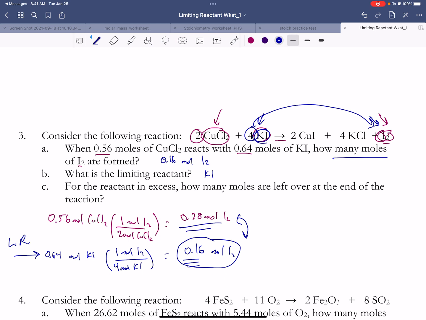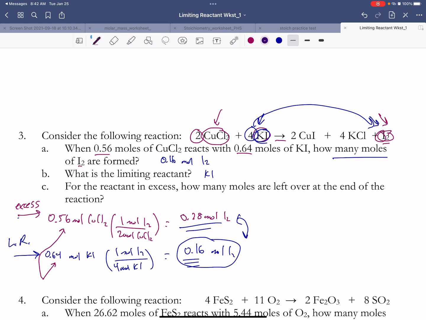Makes sense. So for the reactant in excess, let's switch color. This must be the one that's in excess, right? You're going to have some of this copper chloride left over. How many moles are left over at the end of the reaction? There are a lot of ways you could go about getting the answer. What I'm going to do is say, okay, if we have 0.64 moles of potassium iodide, how many moles of copper chloride will react with that? And then I'll just subtract to figure out how much we have left over. That's the way I'm going to do it.